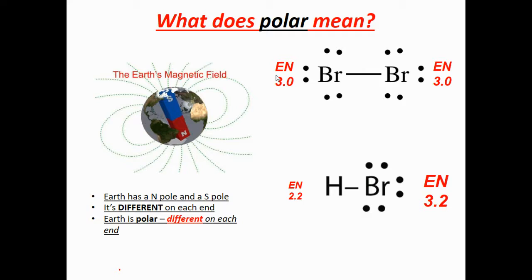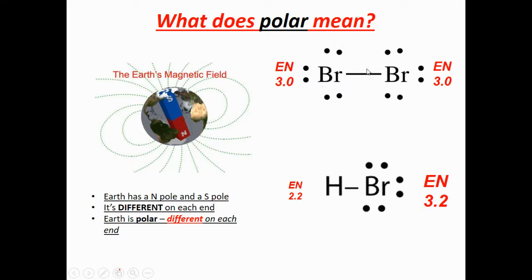Last week we learned about electronegativity. Electronegativity means how strongly something attracts electrons. So these two bromines, they're the same element, so they share their electrons equally. They have the same electronegativity. But in HBr, bromine has a stronger electronegativity, hydrogen has a weaker electronegativity. So in this bond, bromine is pulling the electrons more closely towards itself. This HBr molecule is different on either end, whereas this Br2 molecule is the same on either end.